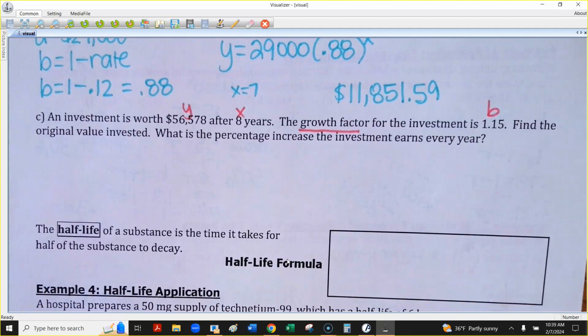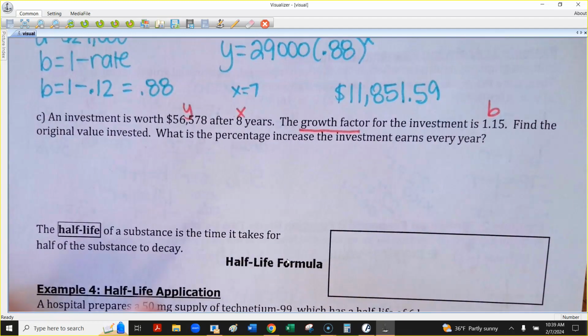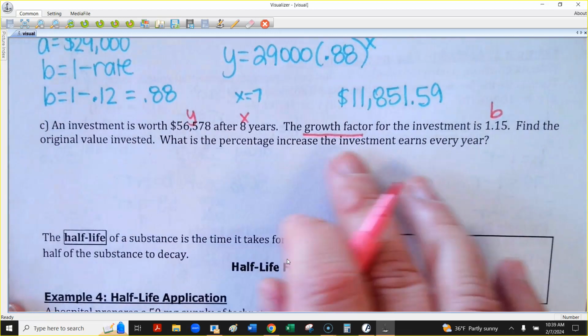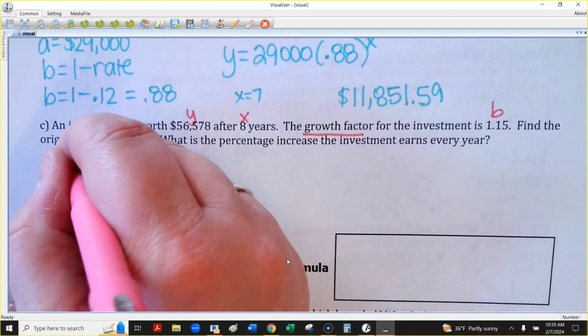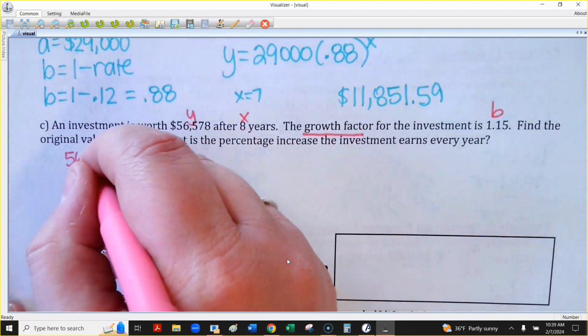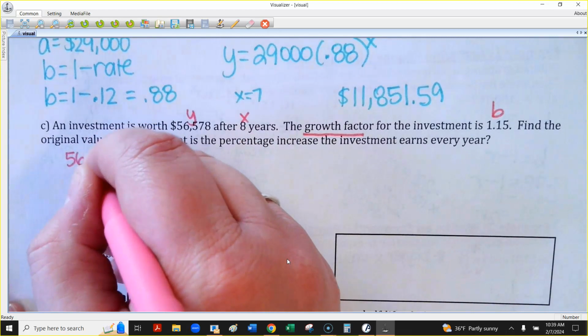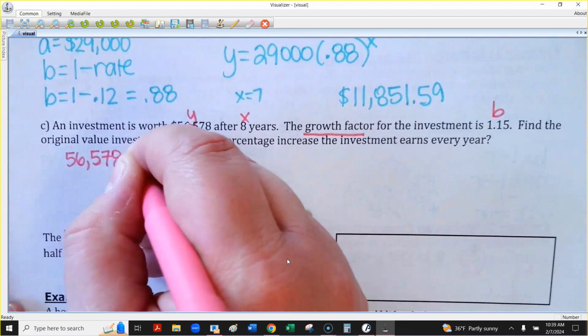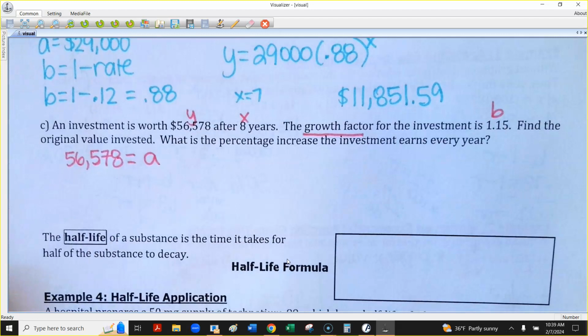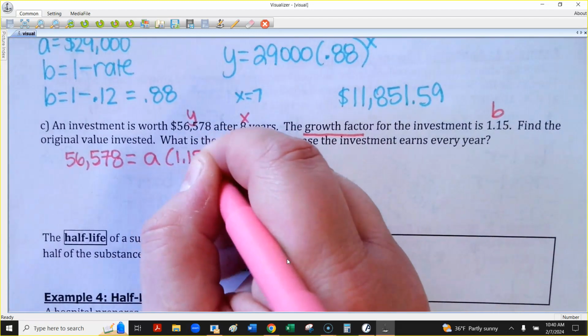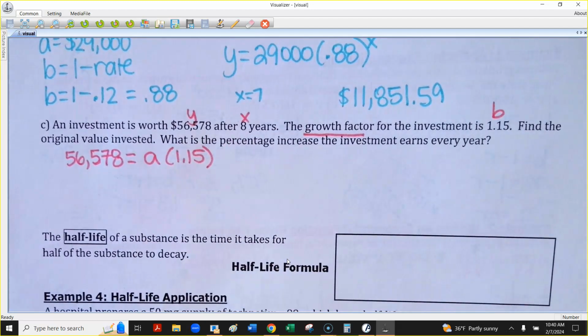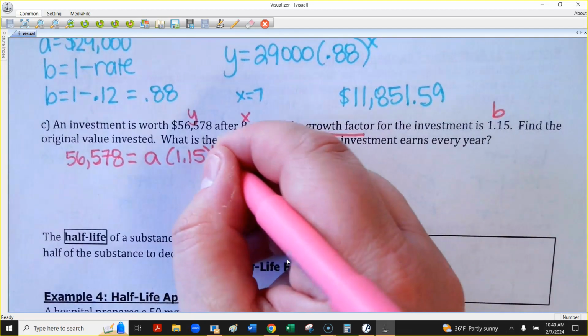It says find the original value invested, and then we're going to find the percentage increase the investment earns every year. All right, so here's your investment after 8 years is $56,578. I don't know the initial investment. That's actually what we're figuring out here. So that would be just the A. They give us the growth factor, 1.15, and they give us the time. So I also know the exponent, which is 8.